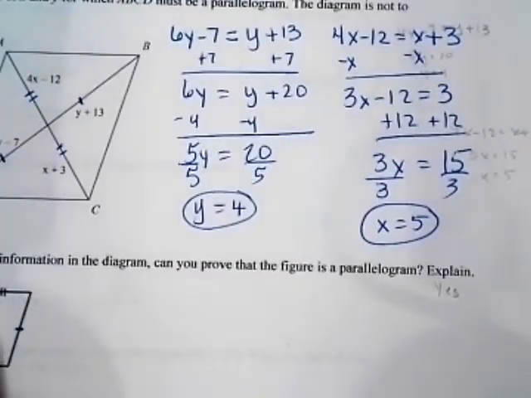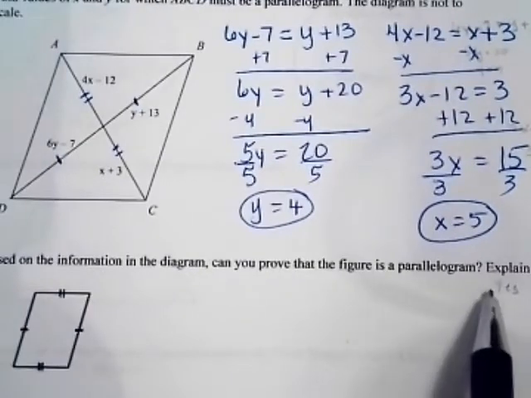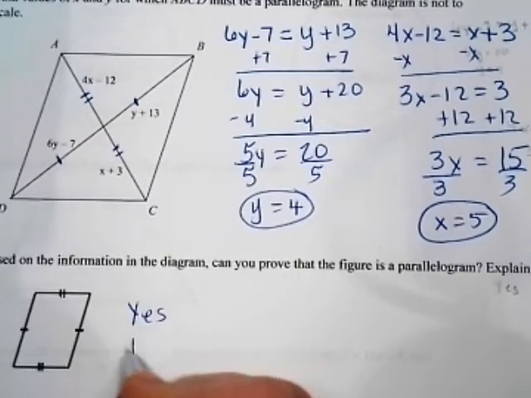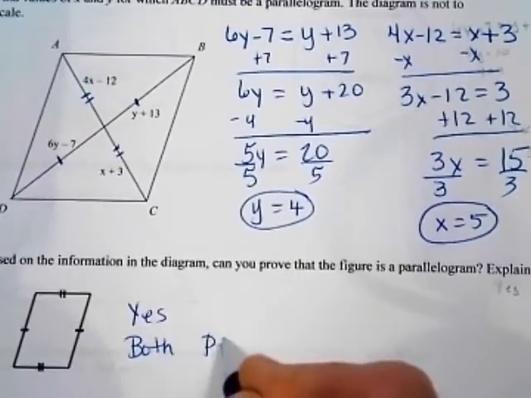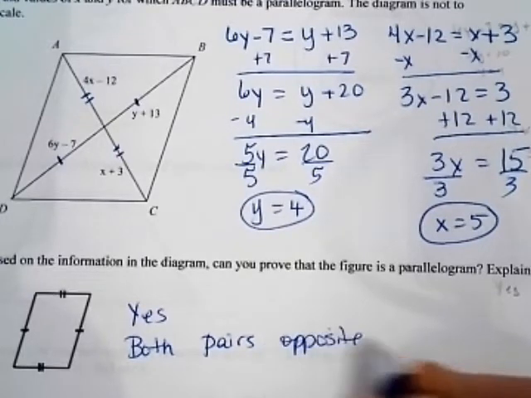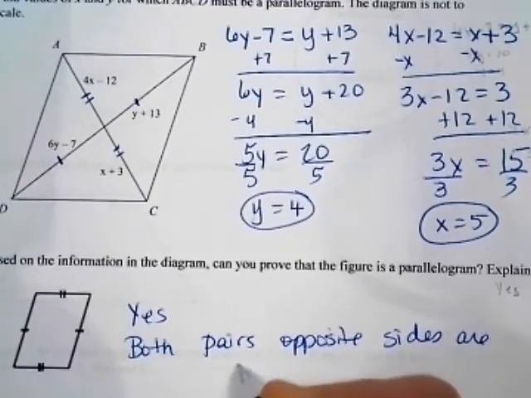Number 10 says, based on the information in the diagram, can you prove the figure is a parallelogram? Yes, because both pairs of opposite sides are parallel.